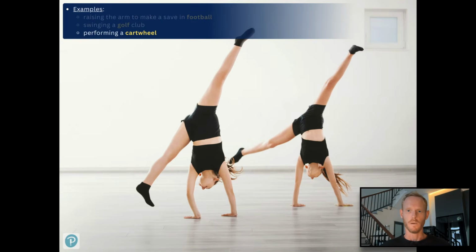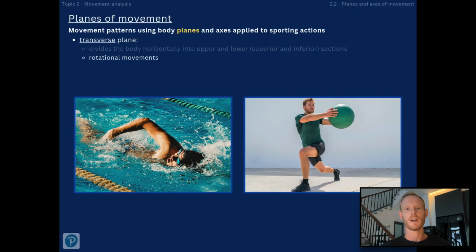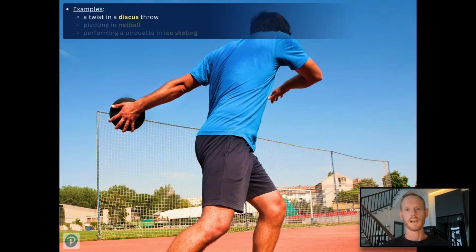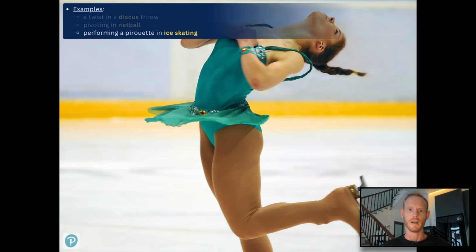performing a cartwheel. The transverse plane is a horizontal plane that divides the body into upper and lower, or superior and inferior, sections. Movements in this plane are rotational, for example, turning the head to breathe when performing the front crawl. Other examples include a twist in a discus throw, pivoting in netball, and performing a pirouette in ice skating.